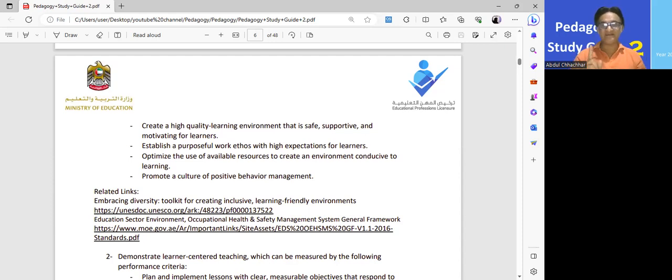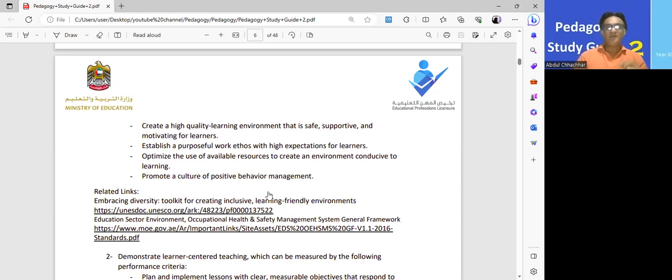Second thing, supportive. So what is the teacher's role? Not only talk, no lecturing. This is not that kind of thing. Supportive here means a kind of instructor, facilitator, that you have to provide the materials and let the students explore. So it's based on constructivism.